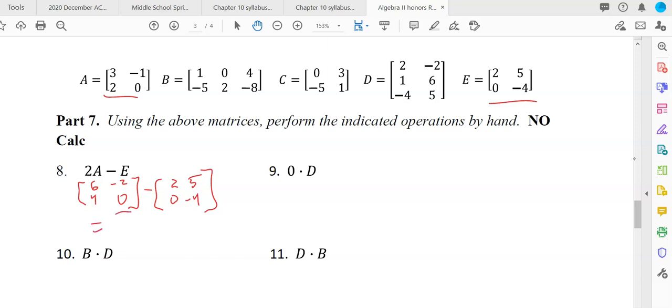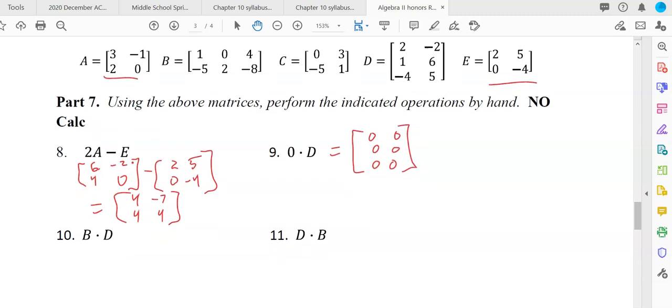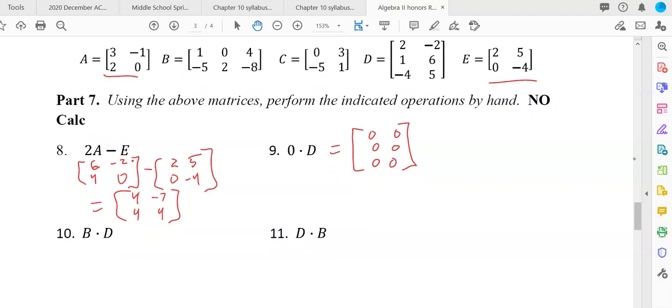So my answer will be top left 6 minus 2 is 4. Top right, negative 2 minus 5 is negative 7. 4 minus 0 is 4. 0 minus negative 4 is 4. 0 times D, 0 times anything is 0, and this will be scalar multiplication, so you get 0, 0, careful. If you square two numbers, you've got to multiply them out.